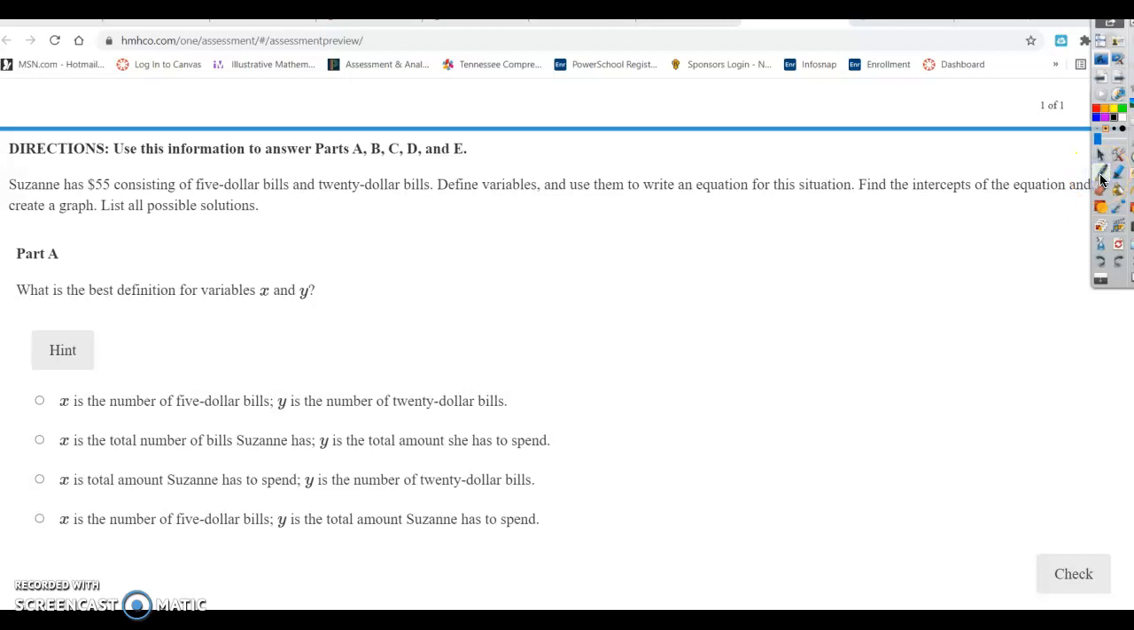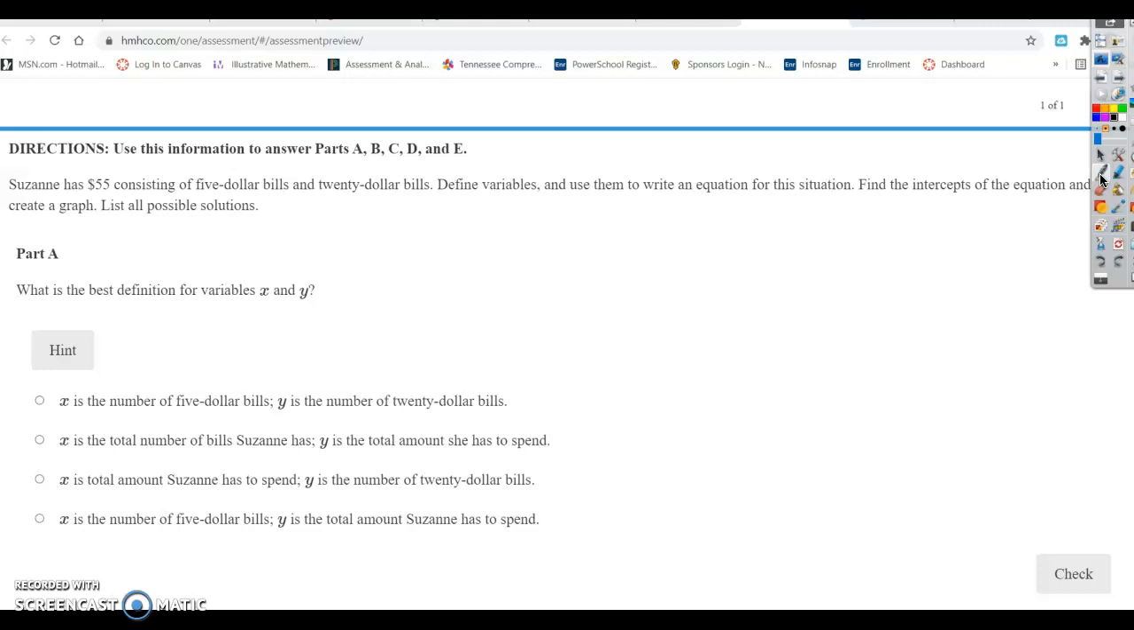All right, guys, we are going to look at lesson 3.1. This is Do the Math. So we're going to look at some examples to help you get started. It says Suzanne has $55 consisting of $5 bills and $20 bills. Define variables and use them to write an equation for this situation. Find the intercepts of the equation and create a graph.